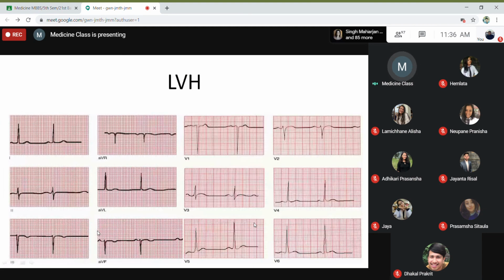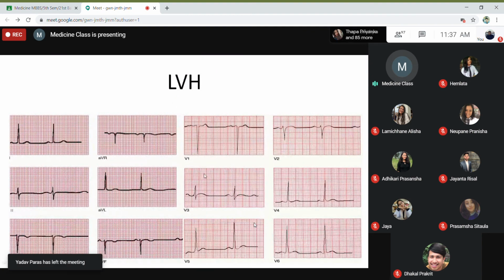In LVH, the aVL R wave will be more than 13. Now if you count the R wave of V1, V6, and S wave of V1, like 5, 10, 15, 20, this is around 24, and here it's 5, 10, 15, 20. So suppose 20 plus 24 is 44, more than 35, so it's a left ventricular hypertrophy.